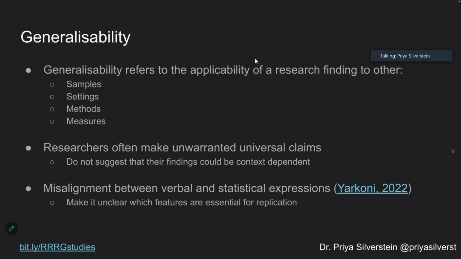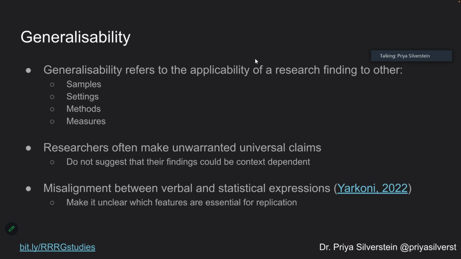So generalizability refers to the applicability of a research finding to other samples, settings, methods, measures. The problem is that researchers often make unwarranted universal claims. In papers, people don't often say, I think this finding is only applicable to the exact lab that I did this in, in this context, in this month, in this weather. Usually they don't do that. Instead, they make grand claims, well, in psychology, about human development, like infants learn language in this way, big statements like that, as opposed to contextualizing. And this is a problem.